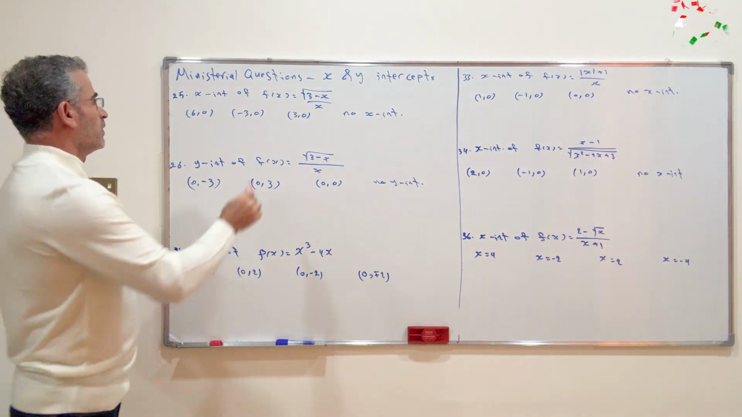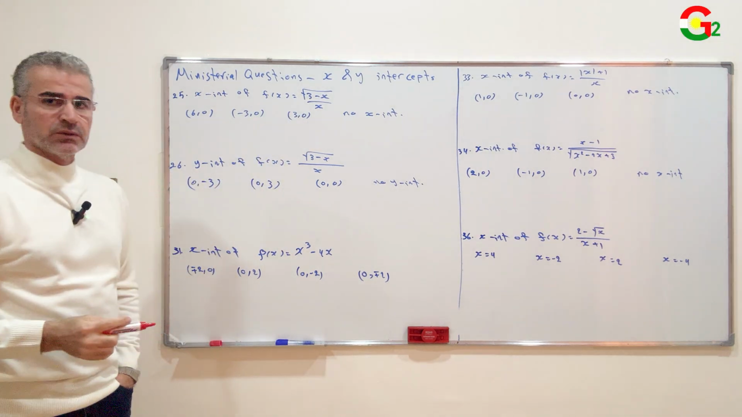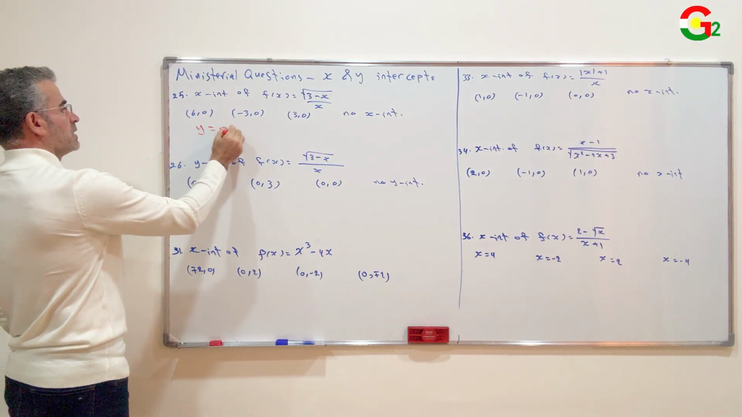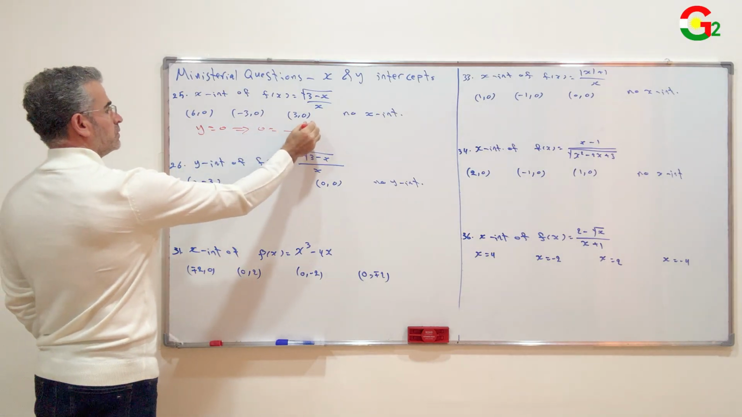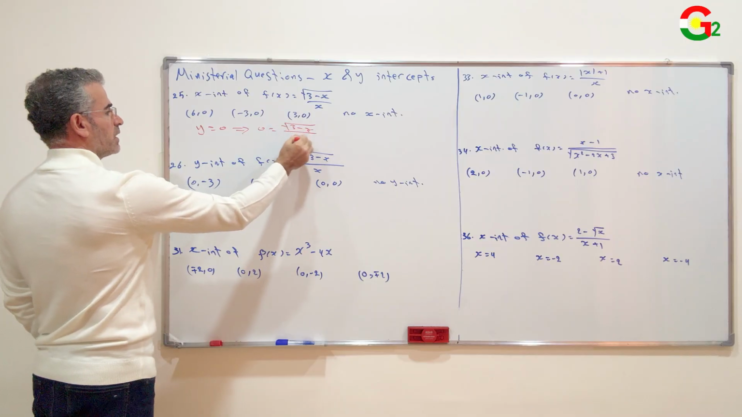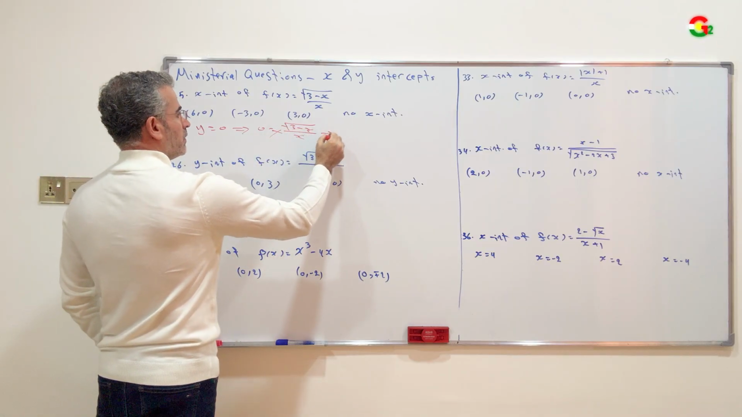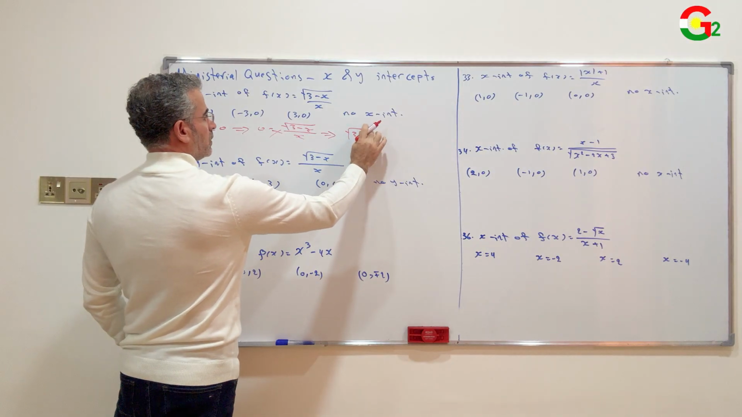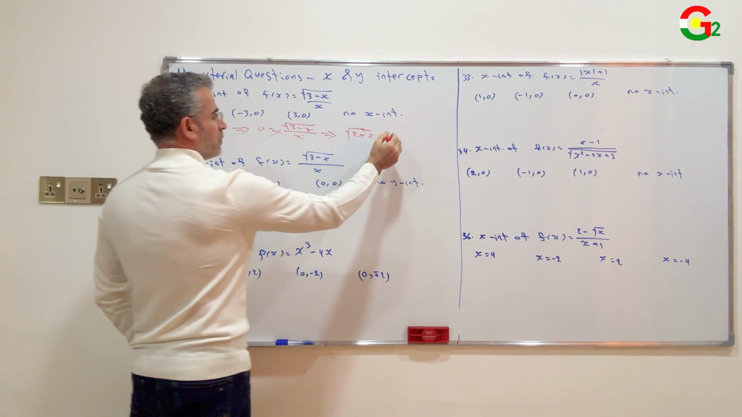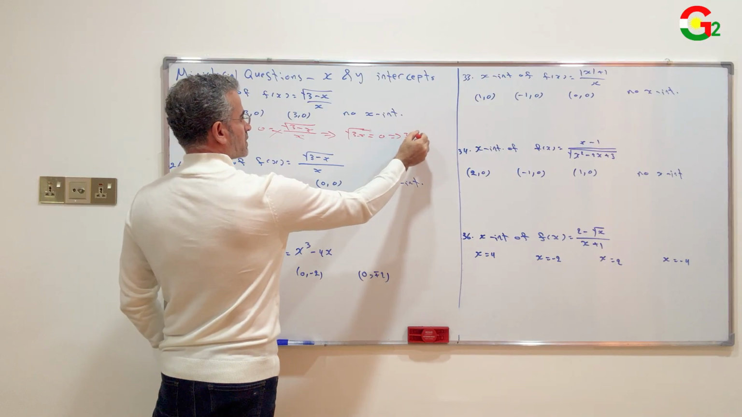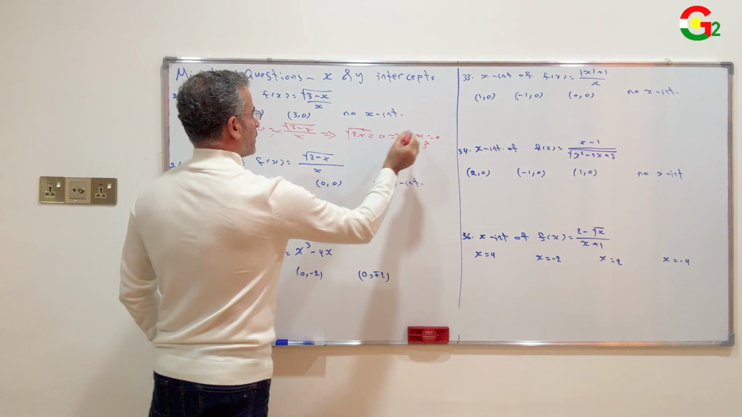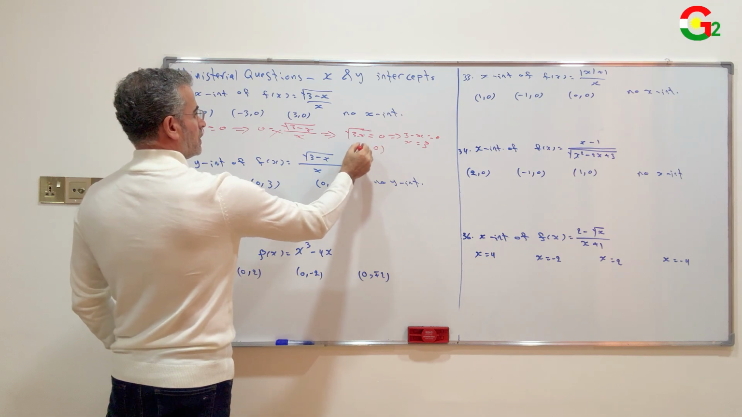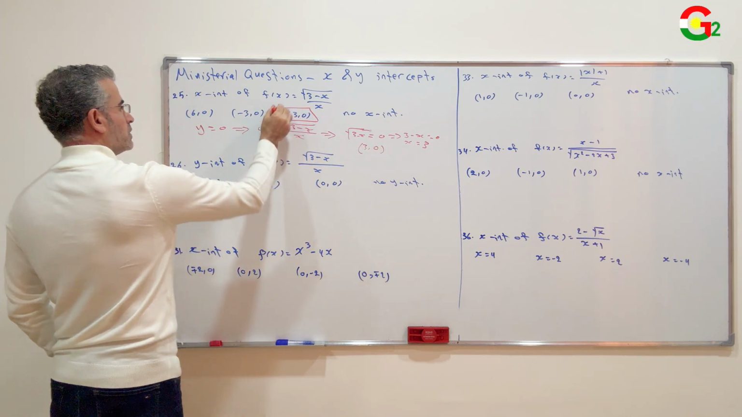Question number 25. Find the x-intercept of the function f(x) = sqrt(3 - x) / x. For the x-intercept, set y equals 0, then 0 equals sqrt(3 - x) / x. Cross multiplication, then sqrt(3 - x) equals 0. Square both sides, then 3 - x equals 0, x equals 3. Then (3, 0) is the right choice.